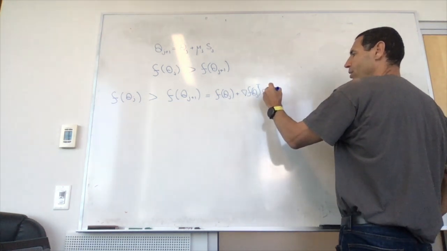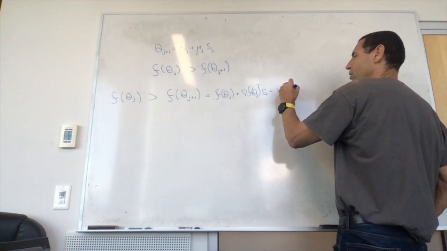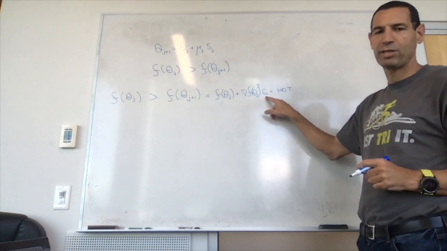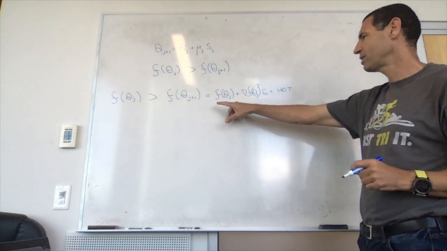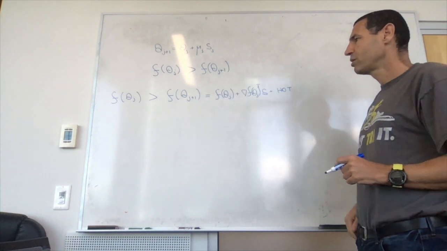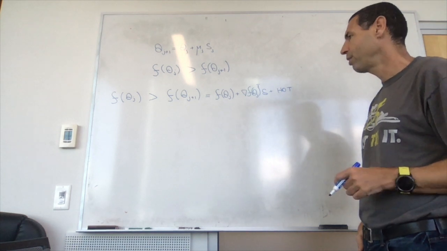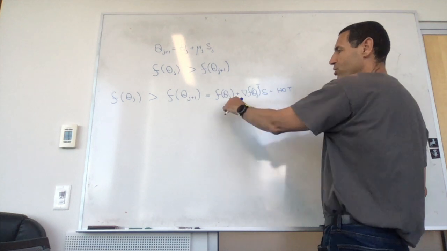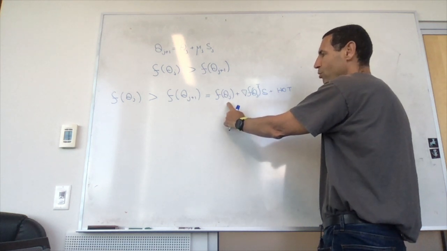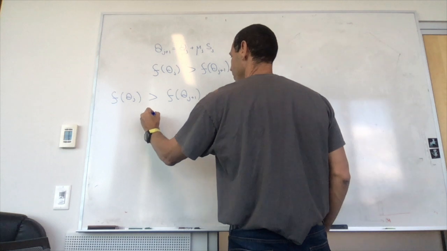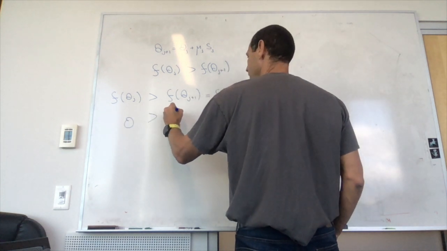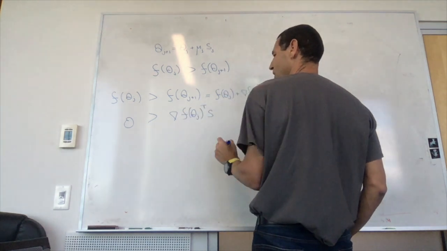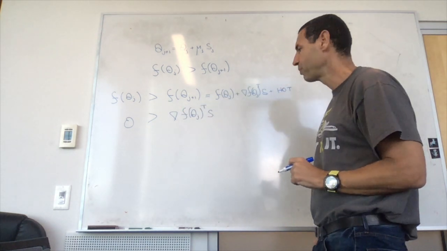Now I'm adding higher order terms. So if the step we're taking is small enough, I can ignore these and basically say that this is just equal to this thing. So what can I get from here? I can ignore for a second this step and just look at this one. I will subtract f of theta j from both sides and get that what I need is that the gradient of f at point theta j transpose times s has to be smaller than 0.